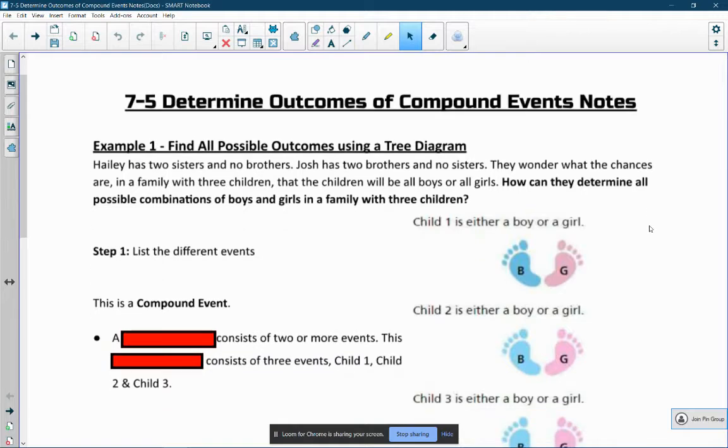So our question is, Haley has 2 sisters and no brothers. Josh has 2 brothers and no sisters. They wonder what the chances are in a family with 3 children that all the children will be either boys or all girls. So how can they determine all possible combinations of boys and girls in a family with 3 children?